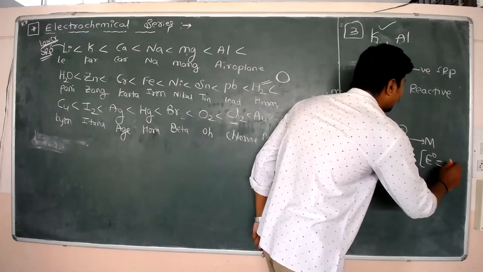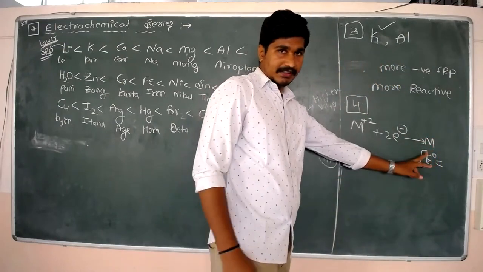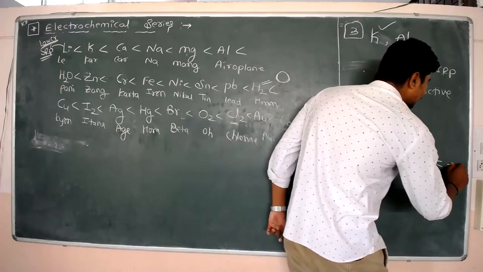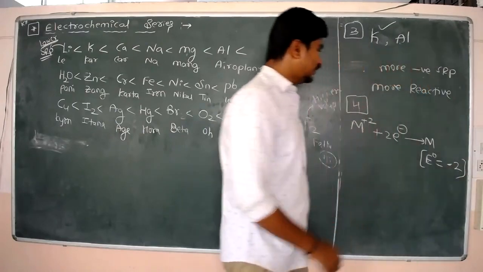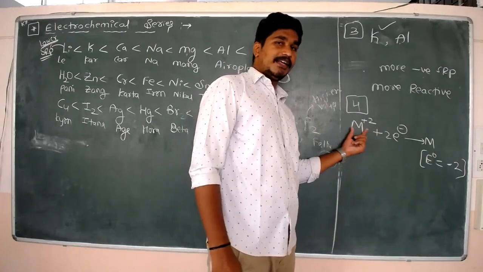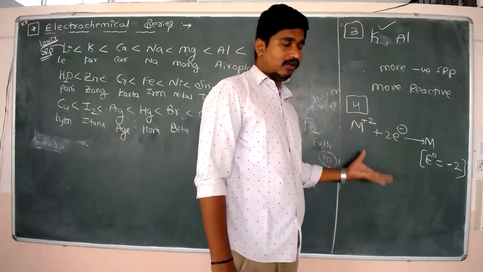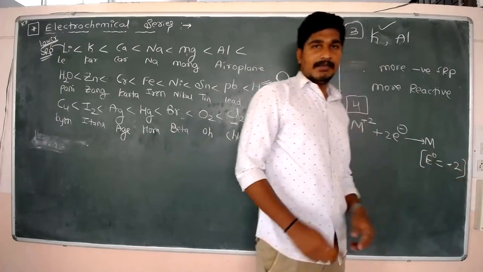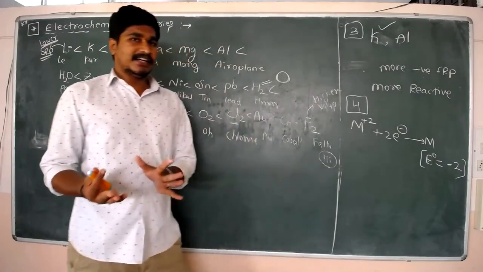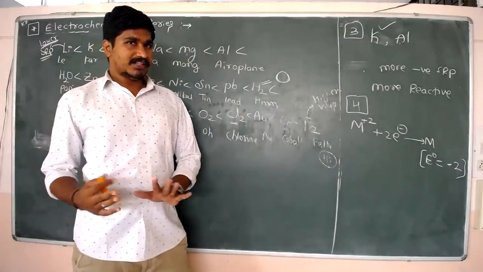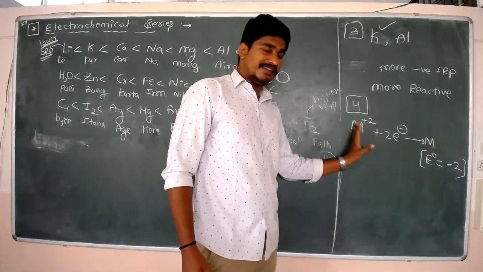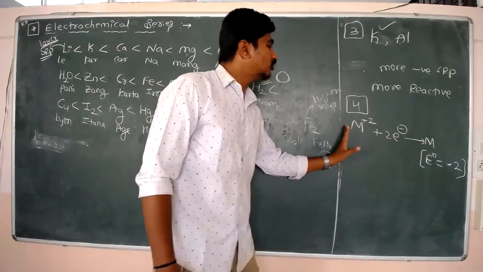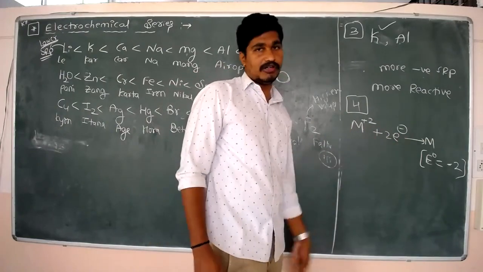Here, E naught of M is the SRP of this particular metal, the standard reduction potential value of the metal M in this reaction. Let us take it as minus 2. For solving problems, we have to multiply or divide this reaction by 2, 3, 4, somewhere. For example, I want to multiply this whole reaction by 2.